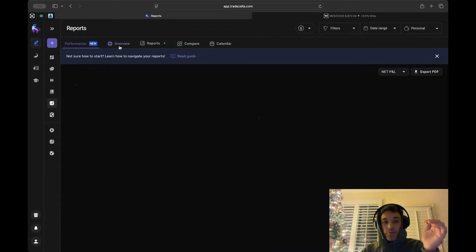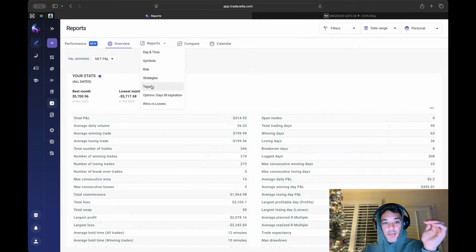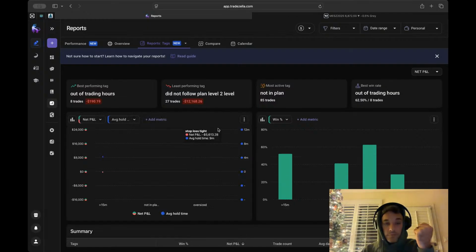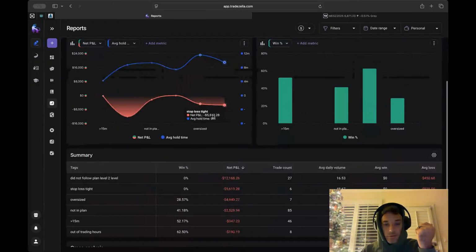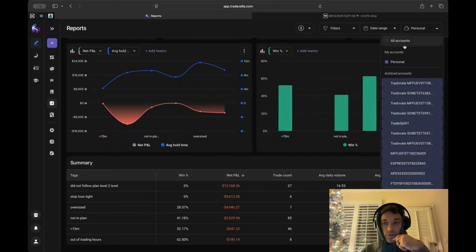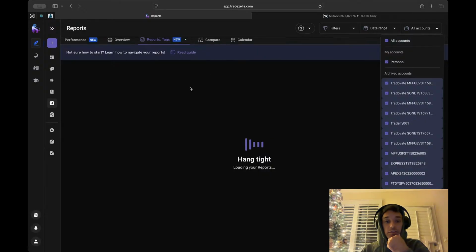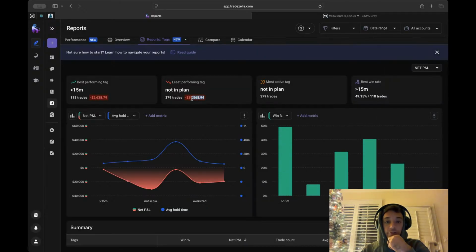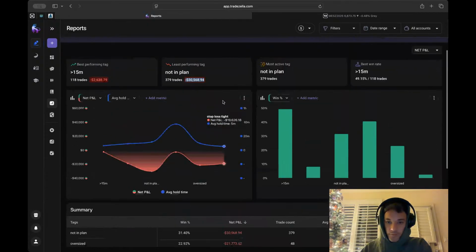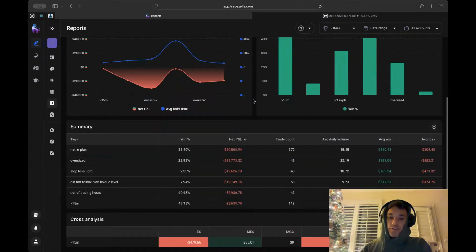If we go to my reports and click on tags, and I just want to show all accounts here. Over $30,000 loss. And I mean, this is across simulated and real funds, but over $30,000 in losses. And as a trader, you need to identify this. And the way I see it is, man, I just left $30,000 on the table. It's exactly what it's saying.